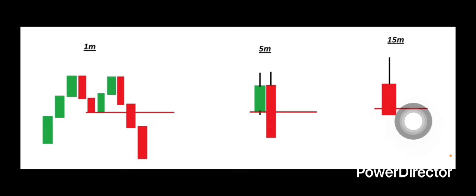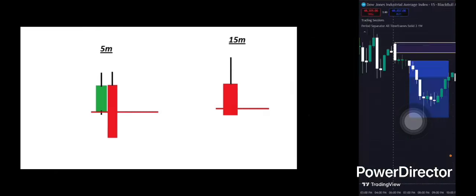We're going to take a look at some chart examples. We're going to look at DJ and we're going to look at gold. We're only going to look at 2 examples, and then you can go to your charts and start to lock this into your brain.